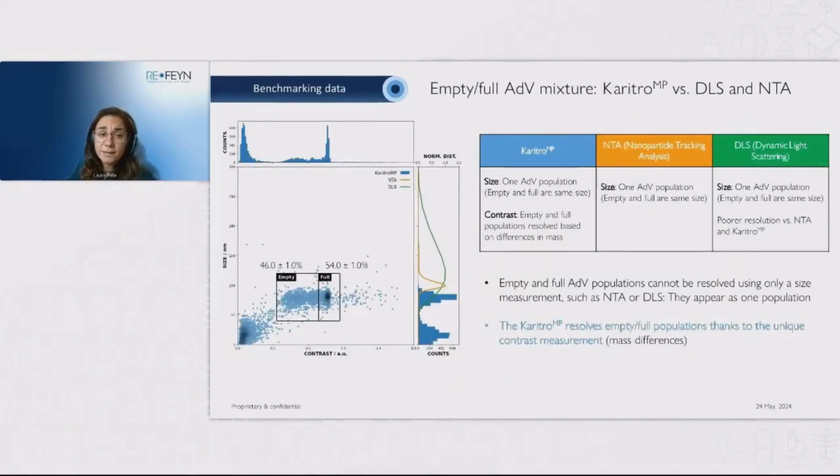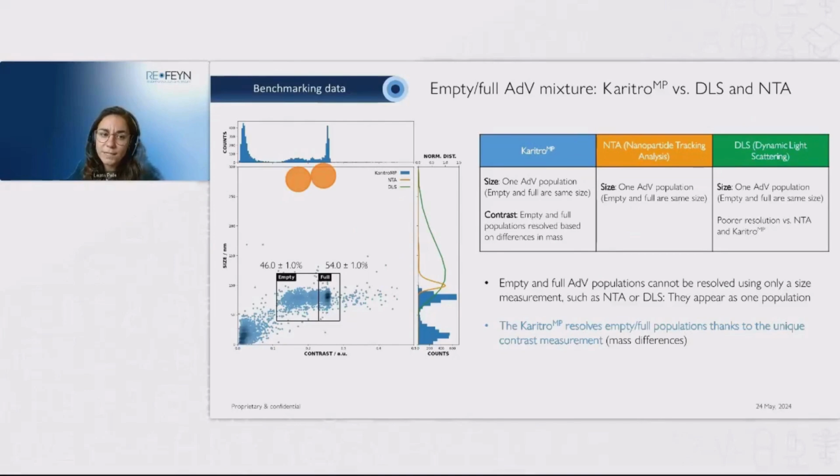And the last slide I've got on the adenovirus on Karitro is a comparison between DLS, NTA, and Karitro itself. What we have in here is an overlay of the 3 techniques on the size axis and, again, the usual contrast measurement on the horizontal one. We have a mixture of empty and full adenovirus, as you can see from the gates as well. And what we can do with Karitro, as mentioned earlier, is resolve them thanks to their difference in contrast.